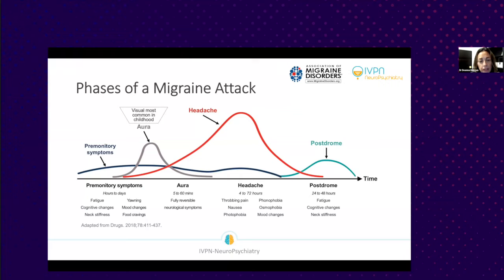And with the headache phase, at the onset of the pain, this is when we have trigeminal nucleus caudalis to trigeminal ganglia activation. This is followed by, after the headache attack has resolved, a postdrome. This can last 24 to 48 hours, and this is the cortex and brainstem in recovery, where there's still some residual fatigue, cognitive changes, perhaps neck stiffness. Next slide.